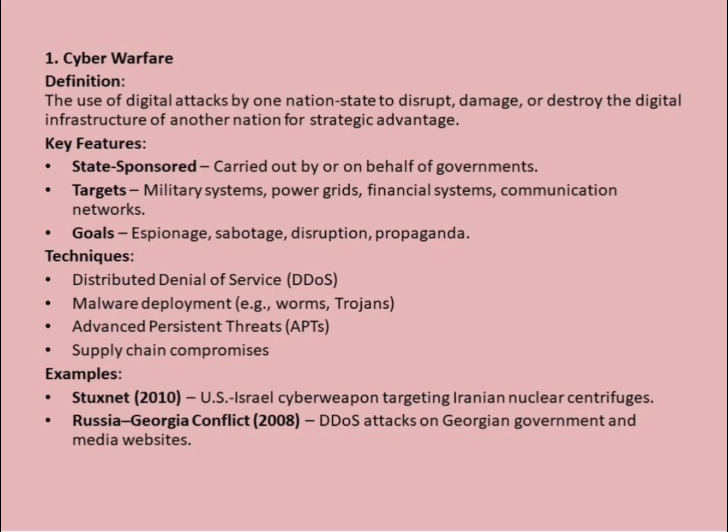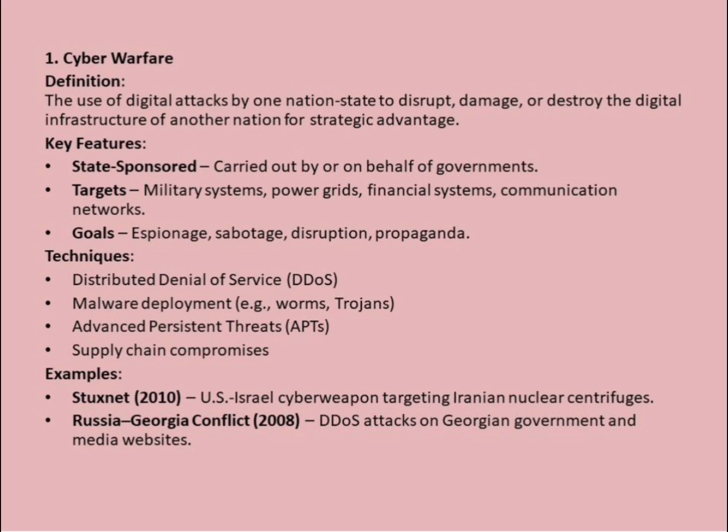Common techniques used in cyber warfare include distributed denial of service attacks, or DDoS, which flood a network with traffic to overwhelm it. Malware deployment is another technique, using harmful software like worms and trojans to infiltrate and damage systems. Advanced persistent threats, or APTs, involve stealthy, long-term attacks aimed at spying or sabotage. Supply chain compromises target trusted software providers to spread malware to many organizations.